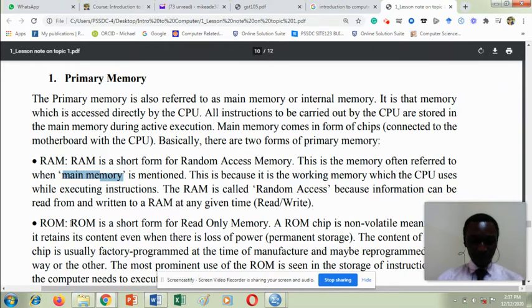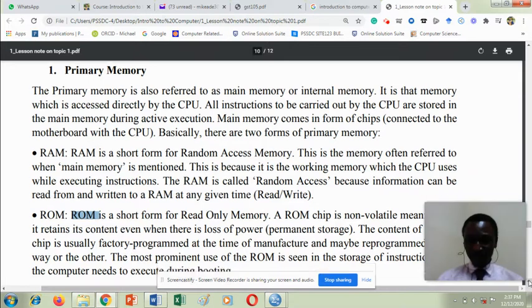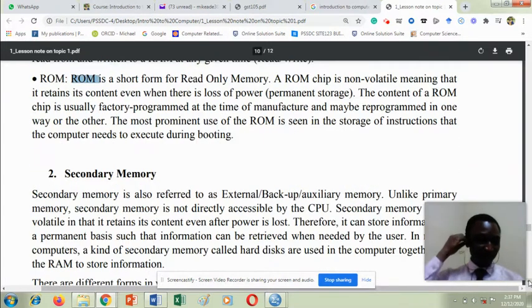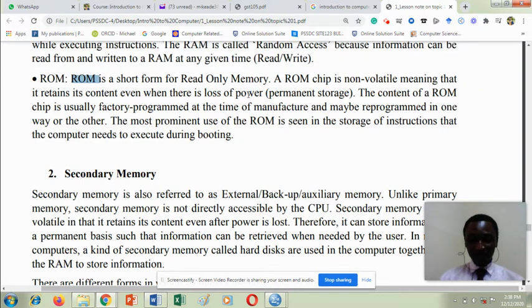Now what about ROM? Remove the A and replace it with O. ROM is a short form for read-only memory. It's a non-volatile memory that retains its content even when there is loss of power. If you are working and the power just goes off, it still retains its content. It is a permanent storage. The content of ROM chips is usually a factory program, so this is where the factory program resides.